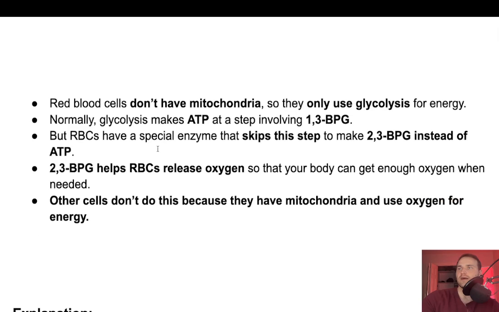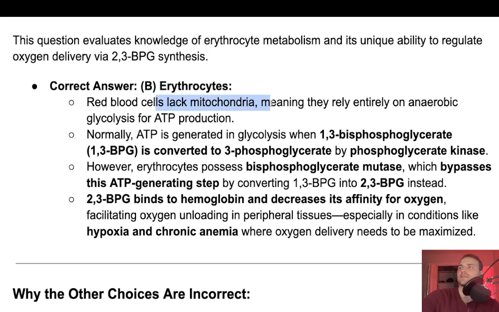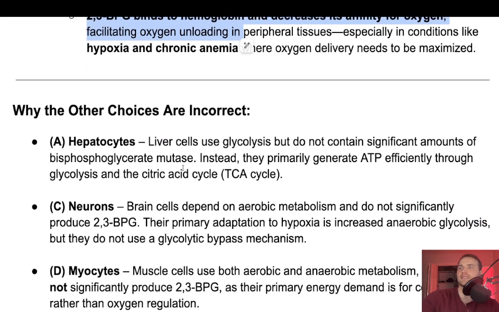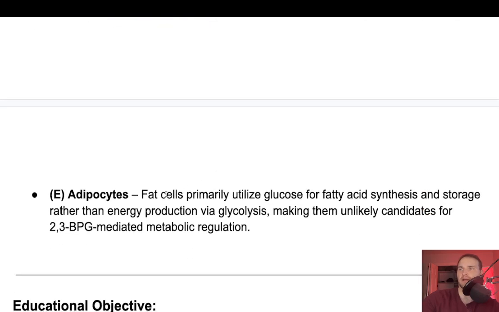Super simple takeaway. There's all kinds of further explanation. If you want, you can always pause and look at those. Erythrocytes, okay. Red blood cells lack the mitochondria, and we went over this. And then why is it not hepatocytes? Liver cells use glycolysis, but do not contain significant amounts of bisphosphoglycerate mutase, and so that's why it's not the right answer. Brain cells depend on aerobic metabolism and do not produce this 2,3 stuff. Myocytes do not produce this 2,3 stuff. So that's just going to be a blood thing.